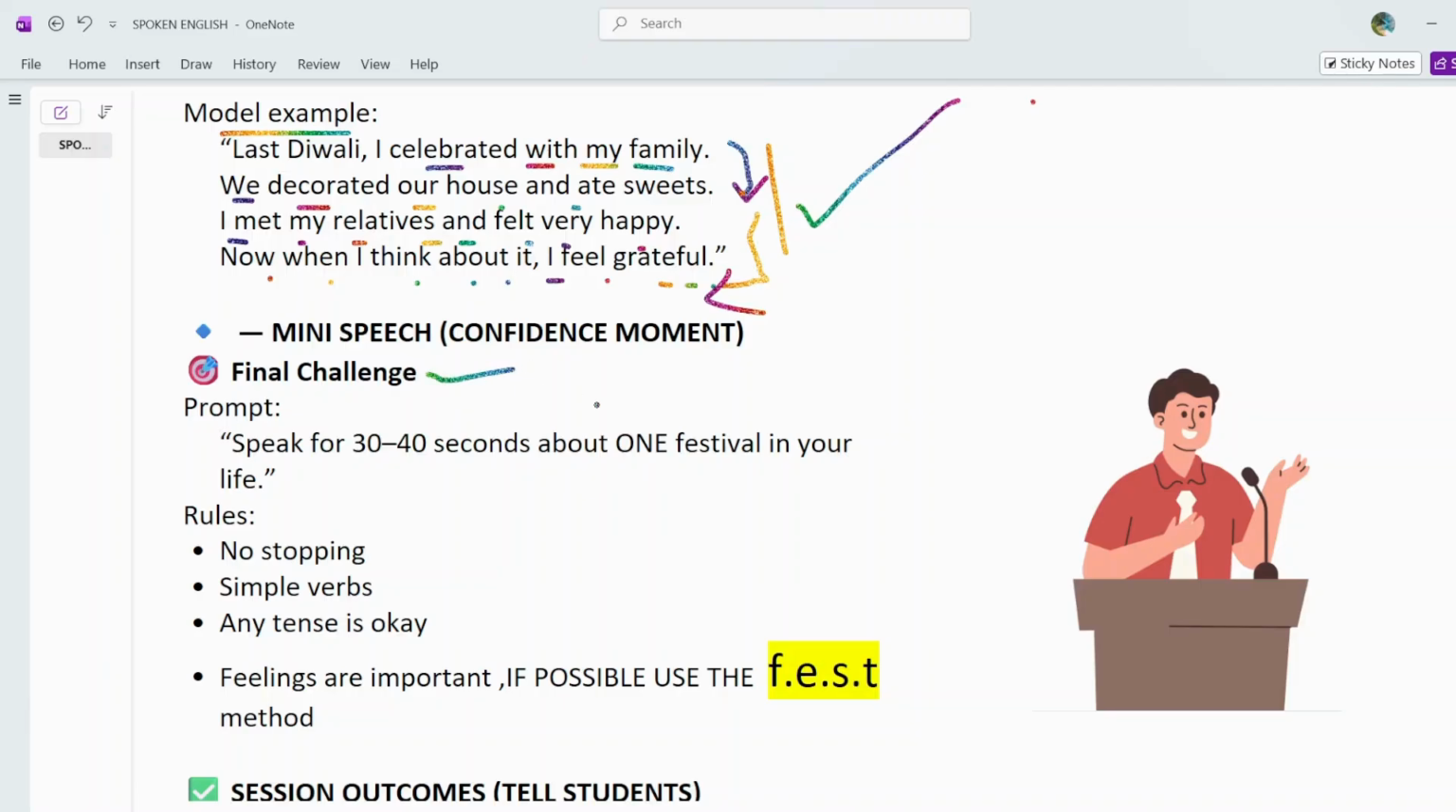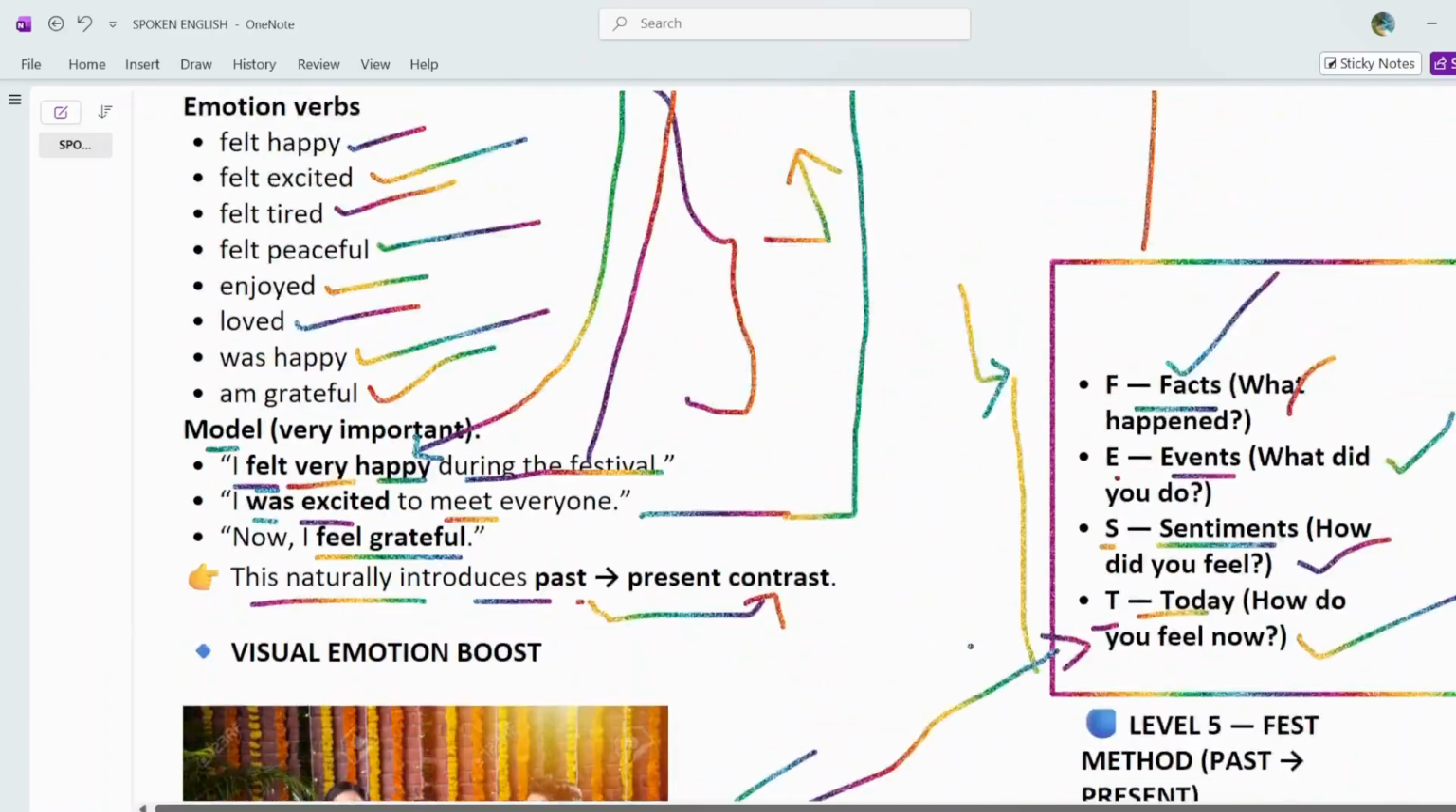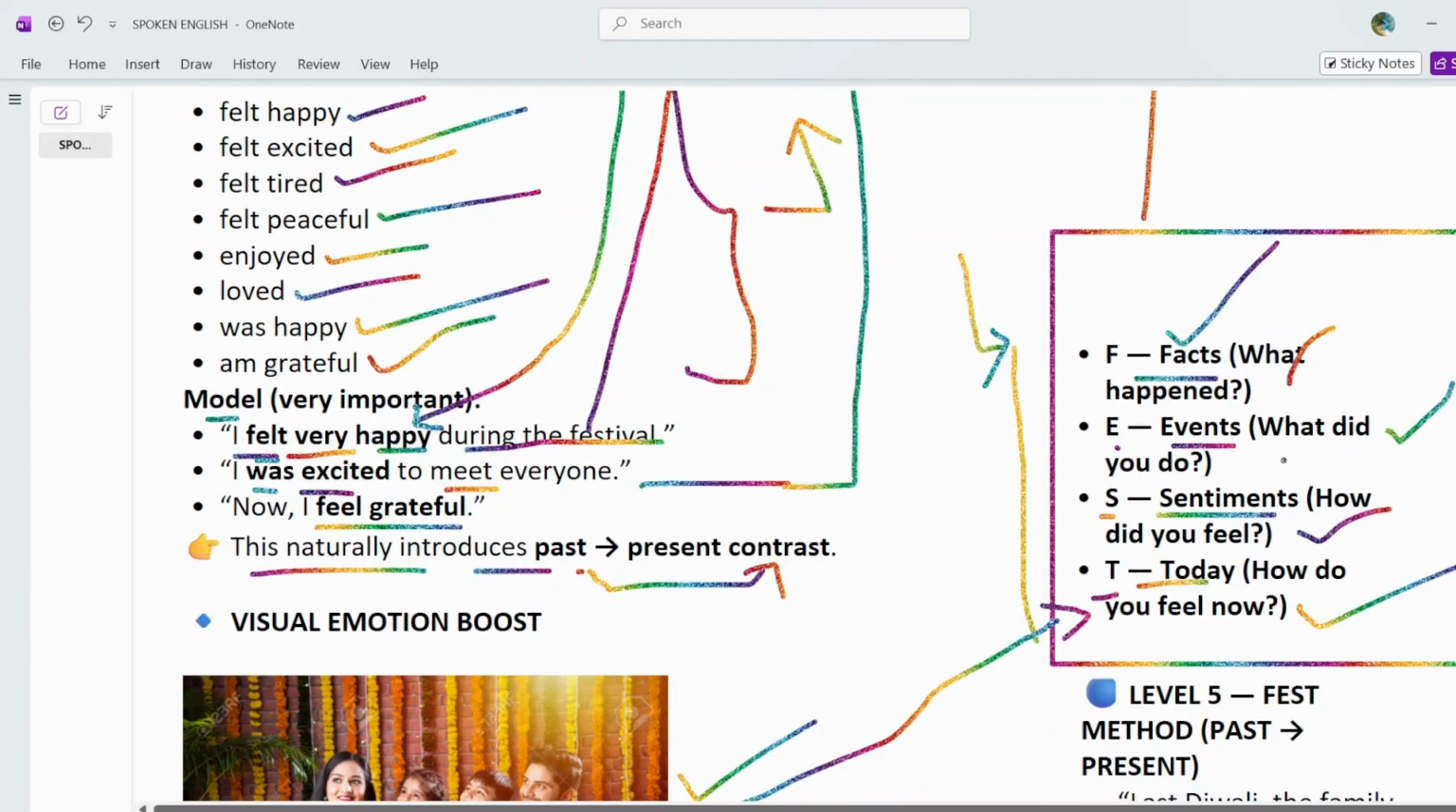I just want you to pause the video and speak for 30 to 40 seconds about one festival. Okay, one festival. Also, look at using the FEST method. All right, just try to use the FEST method. I also told you what it means. Again, I'll be scrolling up. You can take a quick look at what the FEST method actually means. All right, okay, I hope you looked at it. I'm not going to read it out again.